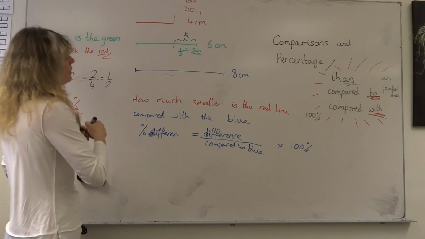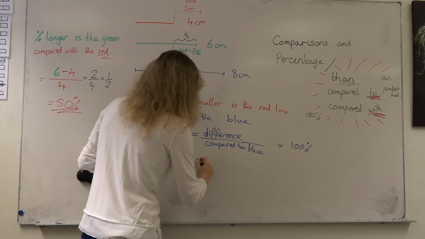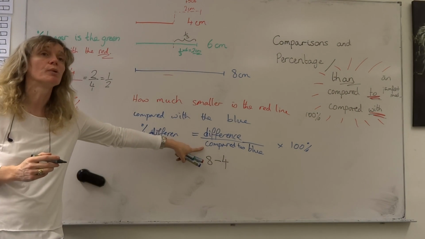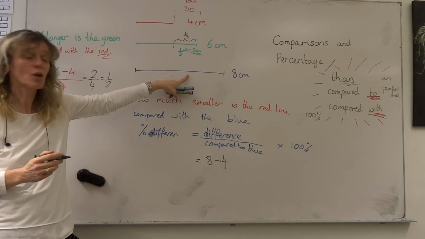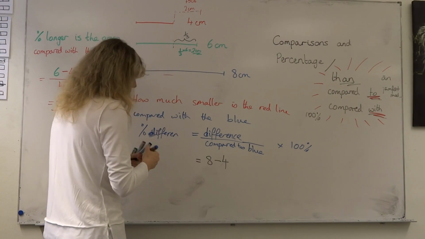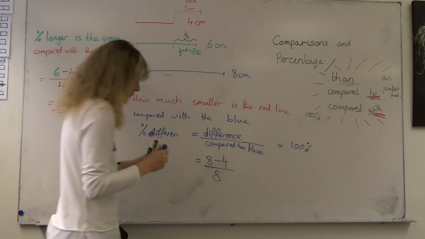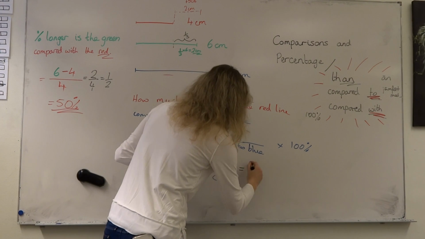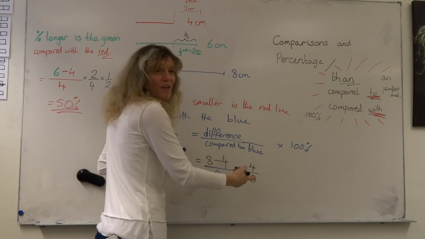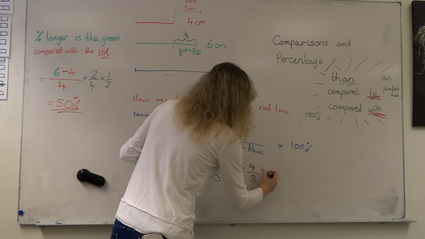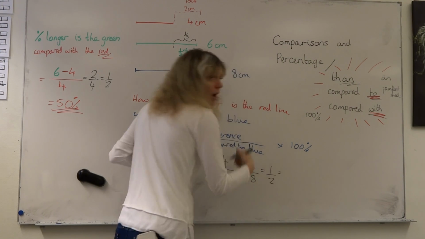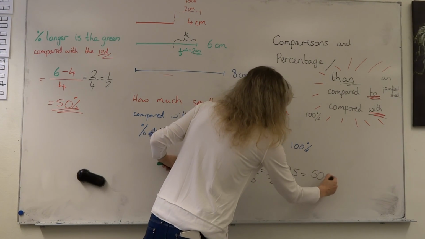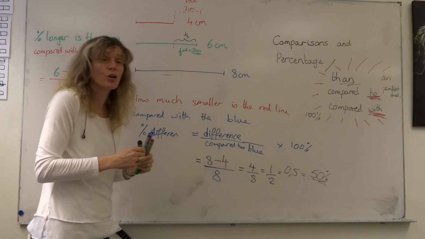So the difference here is going to be the same. It's going to be 8 minus 4. But now we're comparing it to the blue, so it's the blue length that goes on the bottom, 8. So we now get 4/8, which we can simplify by dividing top and bottom by 4 to 1/2, which we know is the same as the decimal 0.5, which we know is the same as 50%. And is that true? Well, yes.